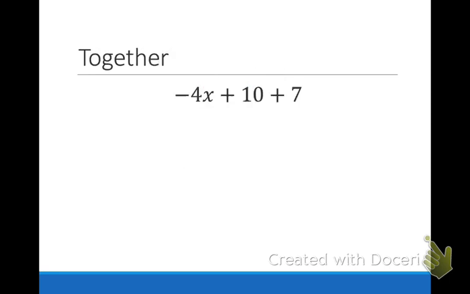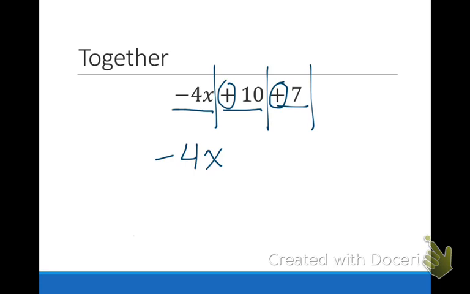Okay, if I do the same thing here, I'm going to separate my terms. Here, here, here. So I have negative 4x, 10, 7. So negative 4x does not have a like term, so I'm just going to rewrite negative 4x. 10 and 7 are like terms, so when I add them, because they both have a plus sign, 10 plus 7 is 17.